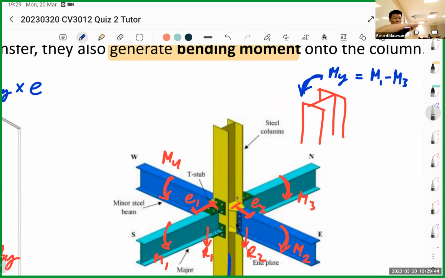Can you imagine? You have the column, M1 goes here, M3 goes here. You just take the resultant, that's My. At the same time, we have this direction, which is Mz. In this case, it's just M2 minus M4. You can imagine it's like a seesaw. This is your column, these are your 2 beams. Just balance out the moments.